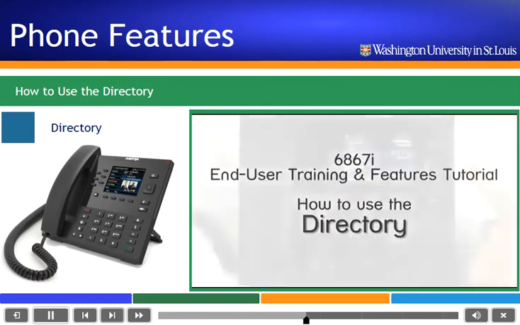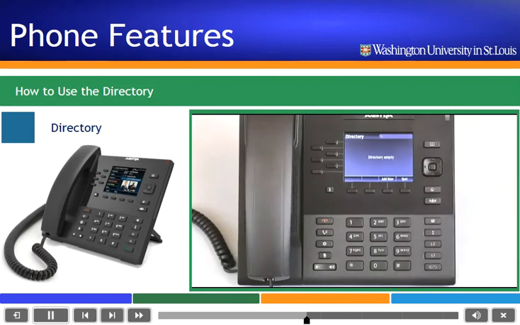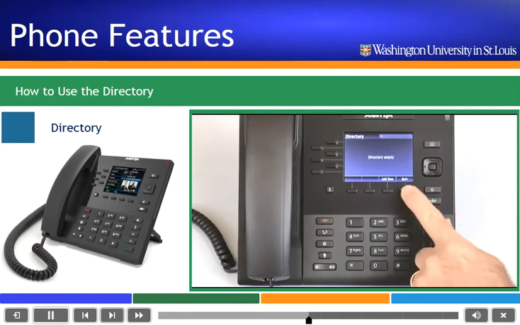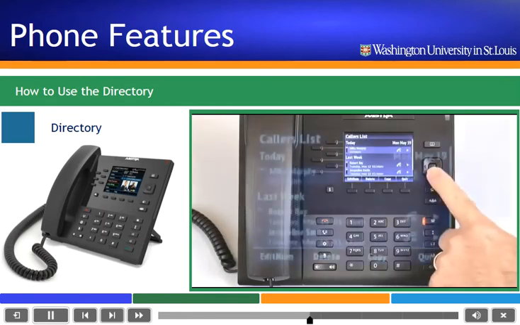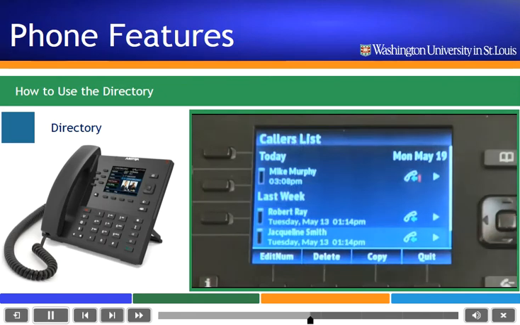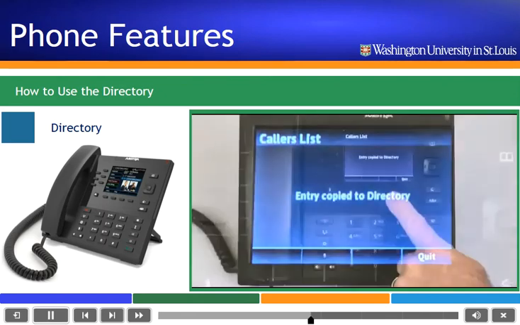The directory is your personal phone book stored within the phone. You can enter up to 200 entries into the directory by adding them manually or by using the copy function in the callers list or redial list. I'll demonstrate how to add an entry from the callers list. Use the navigation button to highlight an entry. Then press the Copy Soft key to save the entry to the directory.